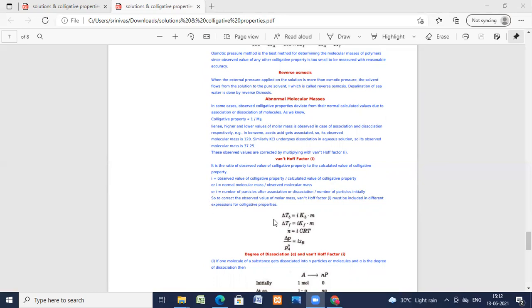So ΔTb = i Kb m. So the Van't Hoff factor is related to the elevation of boiling point. For depression of freezing temperature, ΔTf = i Kf m. π = iCRT. And (P0 − P)/P0 = i x. So this is the way it is related. ΔTb is related, ΔTf is related, π is related, and relative lowering of vapor pressure is related. These are the four relations of colligative properties with the Van't Hoff factor.